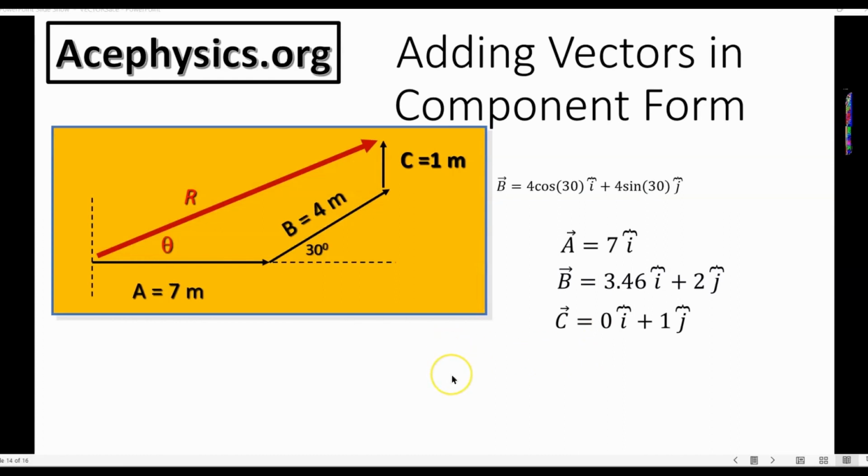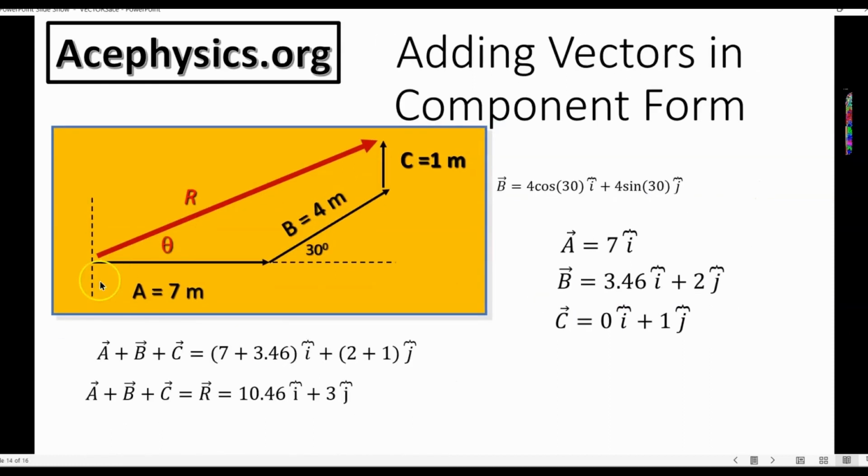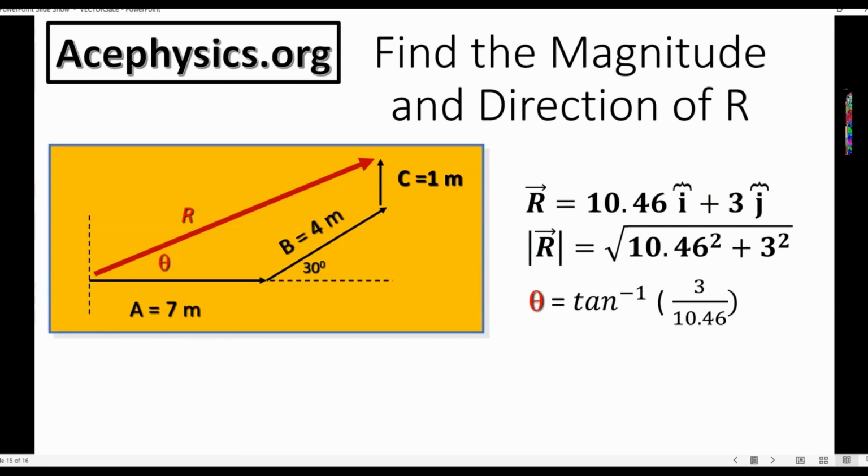So now we want to find the resultant vector. To find the resultant vector r, you have to add up the three vectors a, b, and c in component form. a plus b plus c equals 7 plus 3.46 plus 0 i hat, plus 0 plus 2 plus 1 j hat. There's a 0 in one of these terms, so we left that off. So a plus b plus c is the resultant vector r, and that's equal to 10.46 i hat plus 3j hat. This is adding the vectors in component form.